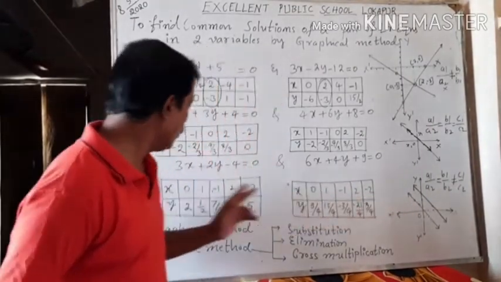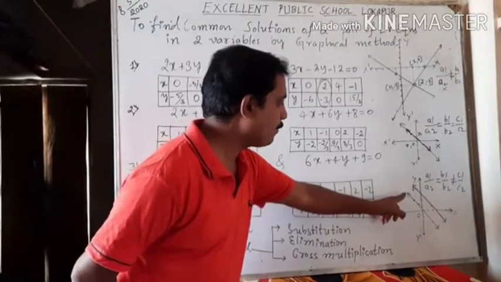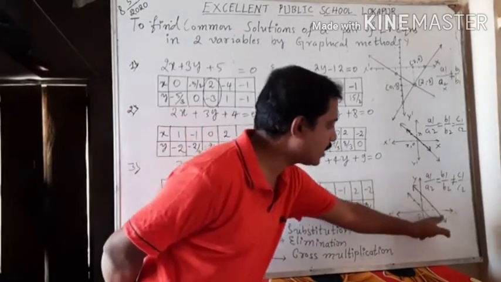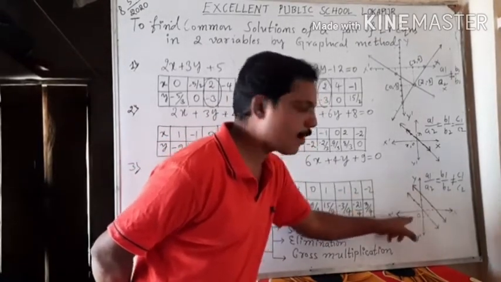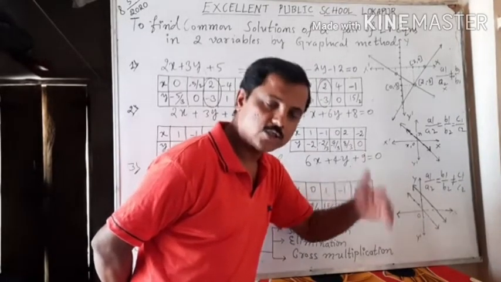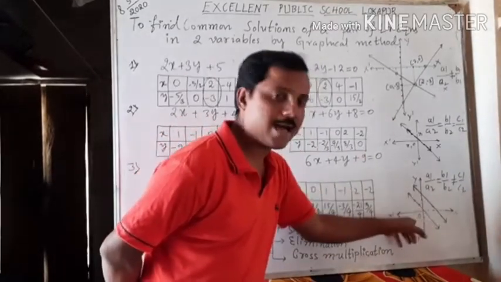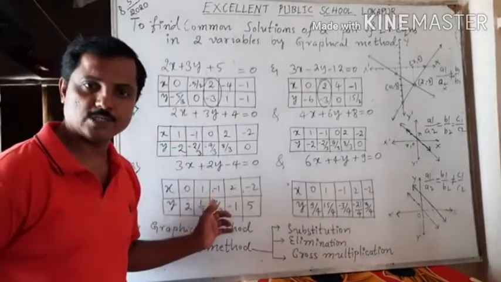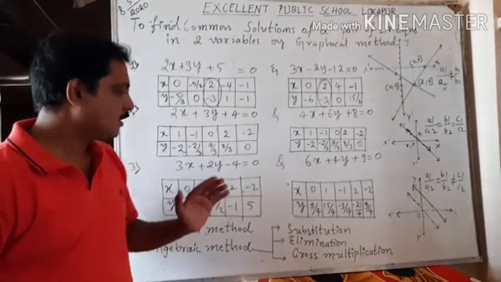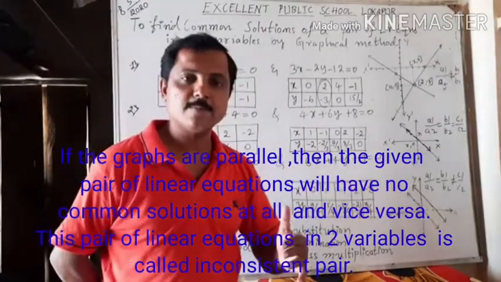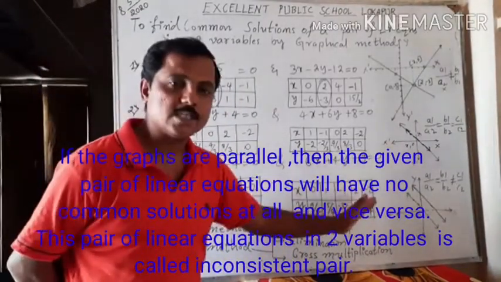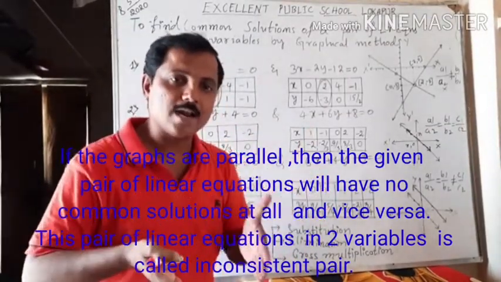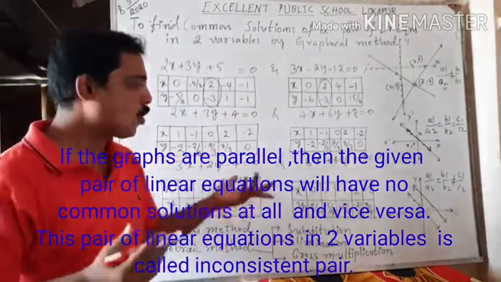Means every solution of this equation is a point on this graph, and every solution of this equation is a point on this graph. There are no common points of intersection to both the graphs. So we decide, when the graphs are parallel, there are no common points. Therefore, there are no common solutions to both the equations. Is it clear? So, the condition to get parallel graphs is, if two equations have no common solutions, then the graphs are parallel. If the graphs are parallel, then the two equations have no common solutions.